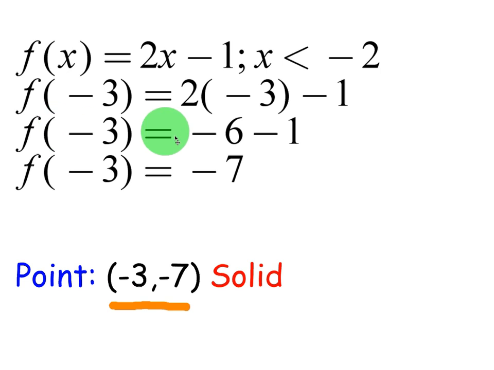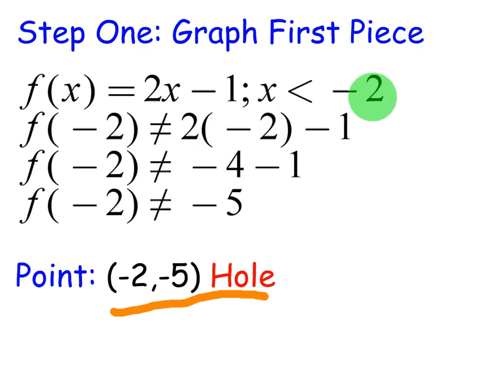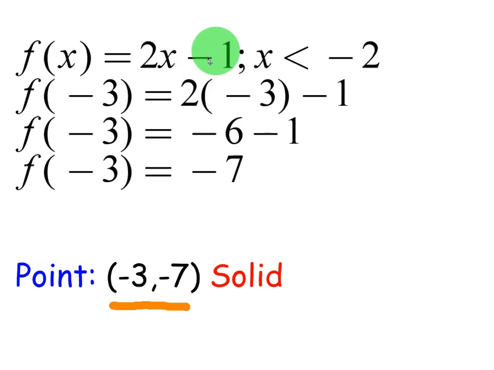Alright, now I want to plug in points to the left of negative 2, right? Yes, because its x is less than negative 2. So I'm going to plug in negative 3 into my top piece and get negative 7. And so at negative 3, negative 7, it's solid. Why? Because negative 3 is part of this interval. Negative 2 is not, right? Negative 3 is less than negative 2, so it'll be a solid point.